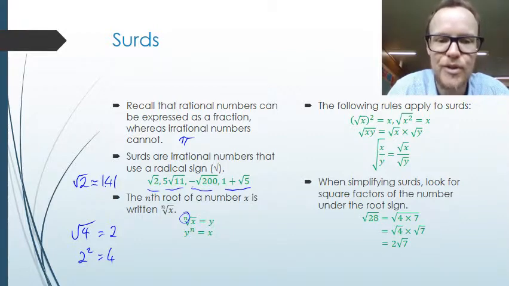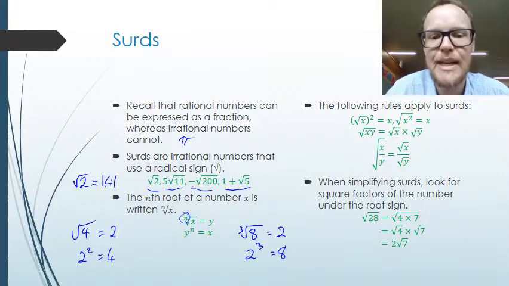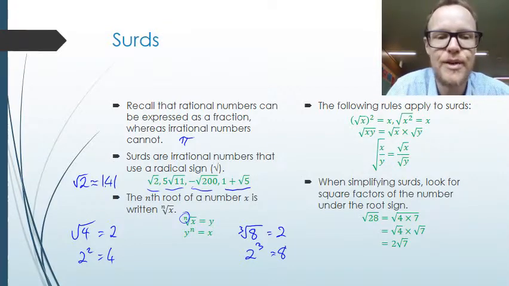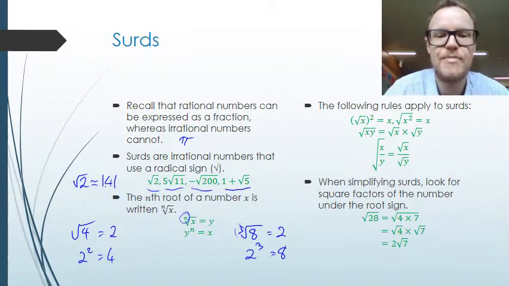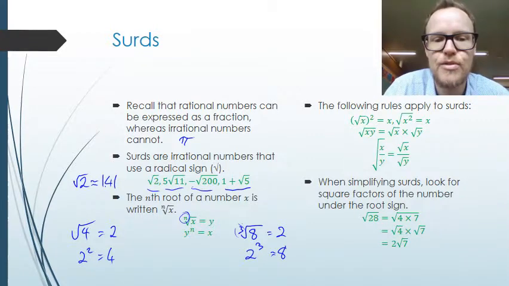So it's the same with cube root. If I've got the cube root of, say, 8, that's equal to 2. That means that 2 cubed is equal to 8. So you can do that with any root. The cube root is the third root. You can have fourth root, fifth root, as many as you like, replacing that n value there.